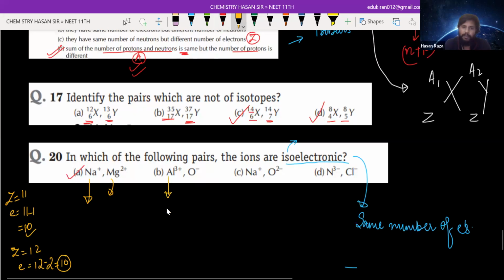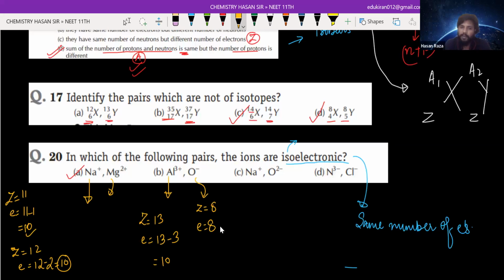Now Al3+, atomic number Z is equal to 13, and electrons should be 13, but +3 means it lost 3 electrons, so the number of electrons is 10. Now oxygen Z is equal to 8, and electrons should be 8, but -1 means it gained 1 electron, so the number of electrons now is 9. So this is the wrong option.